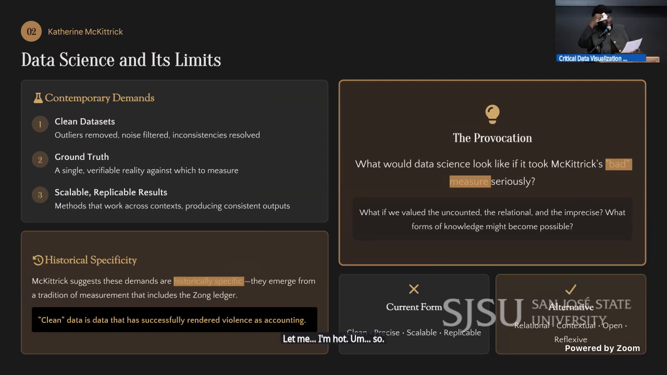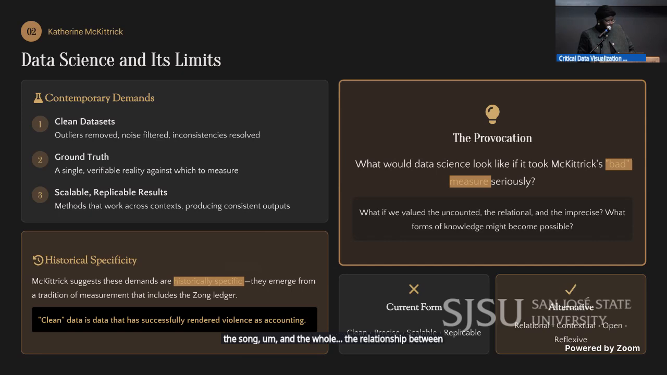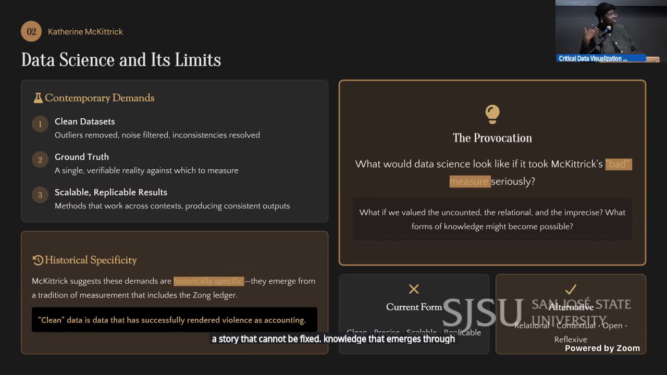So McKittrick theorizes alternative data practices. She calls them bad measure, not because they are inaccurate, but because they refuse the demand for precision, extraction, and closure. The uncounted: what the ledger excludes, the song in the hold, the relationship between captives, the refusal to be measured. Knowledge that escapes quantification. The relational: knowledge that requires duration, presence, change, a groove, a friendship, a story that cannot be fixed, knowledge that emerges through relationship, not extraction. The imprecise: maintaining openness, wonder, curiosity, resisting the rush to classification, knowledge that refuses closure.